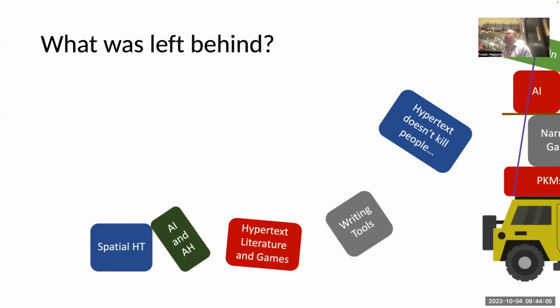So hypertext is not just about links and link following and those kinds of structures, but more ambiguous structures like spatial hypertext, spatial hypermedia. There's this whole idea about how it interacts with artificial intelligence or adaptive hypermedia, how it manifests in hypertext literature and games. And this idea of, hypertext doesn't kill people, but people kill people. We have problems in our hypertextual spaces.